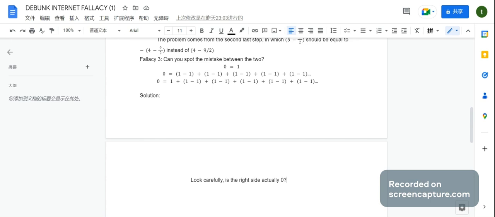Because you can see that in the second equation, it's 1 plus 1 minus 1 plus 1 minus 1 plus 1 minus. However, the third one becomes 1 plus 1 plus 1 minus 1 plus 1 minus. So you can see that no matter how far the equation goes, there is always one additional plus 1, then an additional minus 1. There's one additional plus 1. So in this case, the fallacy comes from the wrong intuition and the wrong interpretation about limits.